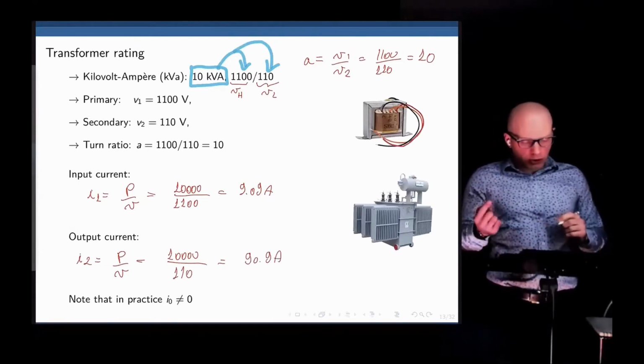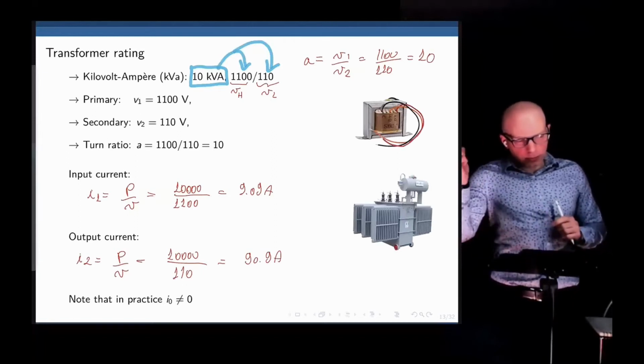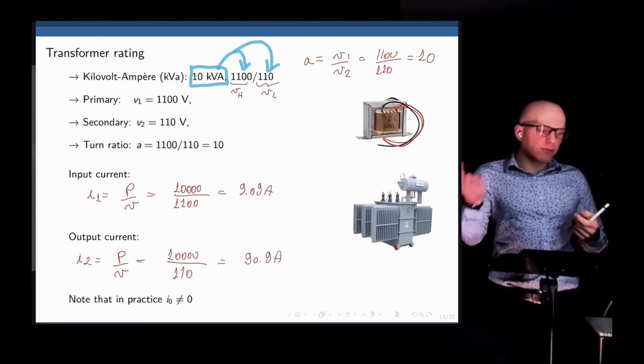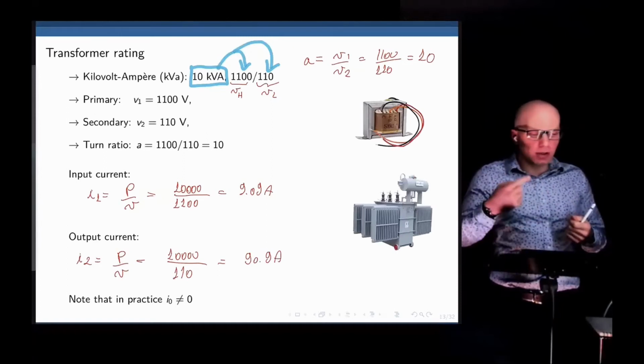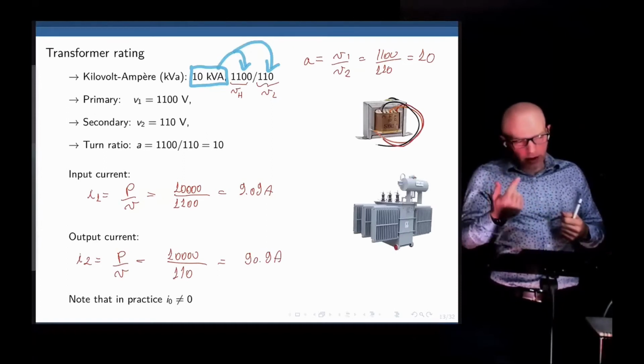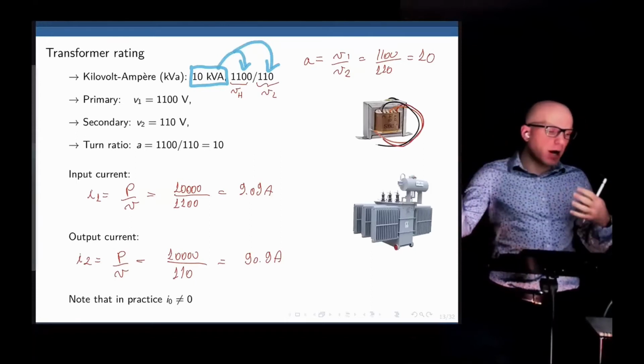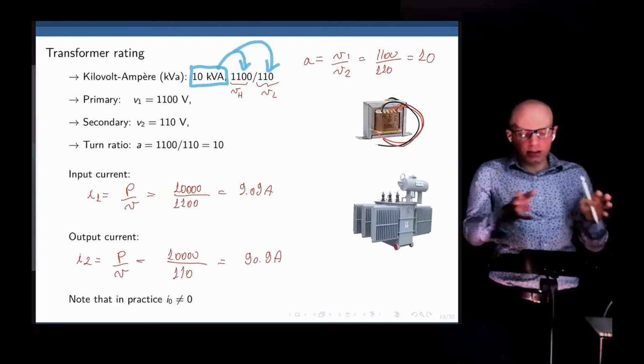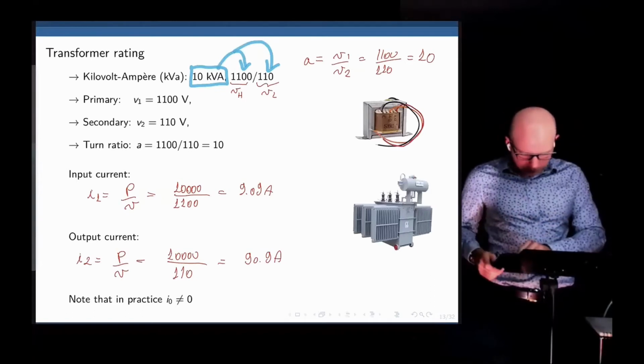You see the voltage went down from the primary to the secondary, but the current went up by a factor of 10. The voltage went down by a factor of 10. The current went up by a factor of 10. So the balance of power in the input and output is maintained, assuming that this is an ideal transformer again.